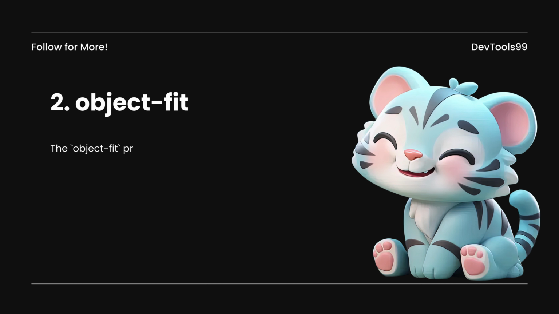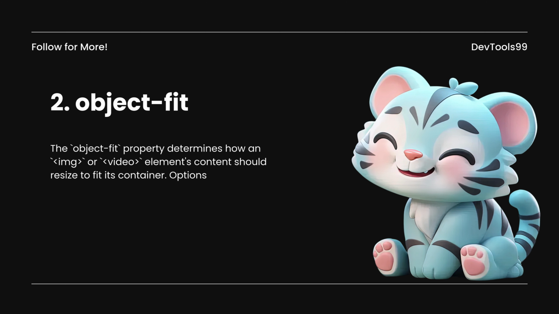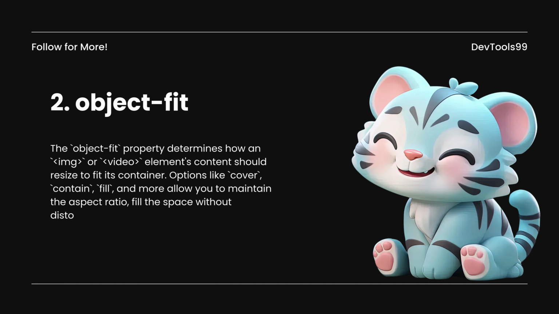2. Object fit. The object fit property determines how an element's content should resize to fit its container. Options like cover, contain, and fill allow you to maintain aspect ratio, fill the space without distortion, or stretch to fit, enhancing responsiveness and layout consistency.